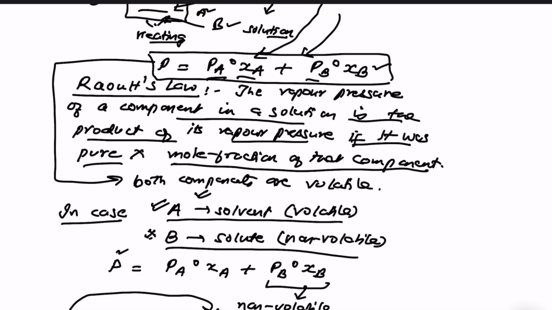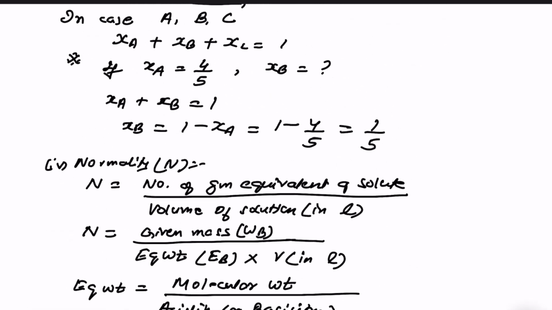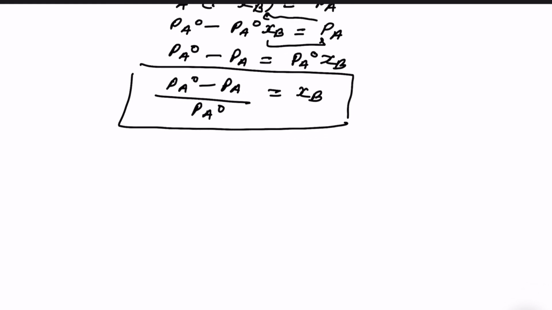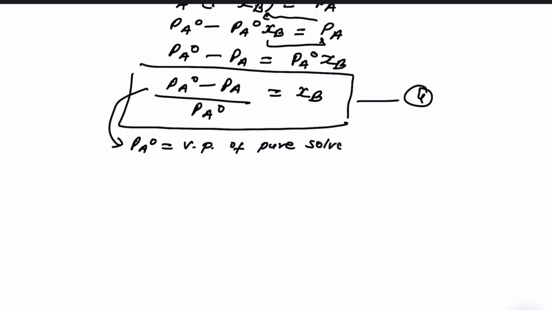In fact, this equation is known as Raoult's law of relative lowering of vapor pressure. See, I am denoting this equation by which? So what is that PA naught? PA naught is the vapor pressure of pure solvent. PA is the vapor pressure of the solvent in the solution.